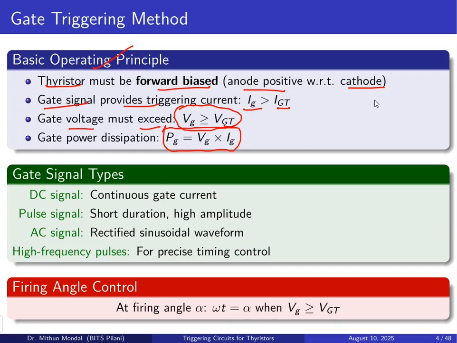Now what type of signal can we give at the gate? It can be a DC signal, which is a continuous gate current, or you can give a pulse, which is a short duration, high amplitude signal, or an AC signal, which is basically a rectified sinusoidal waveform converting AC to DC. High frequency pulses can also be used for precise timing control. So these are the types of gate signals that we can give. We need to control the firing angle, alpha, such that omega t is equal to alpha when the gate voltage is greater than or equal to its threshold limit.